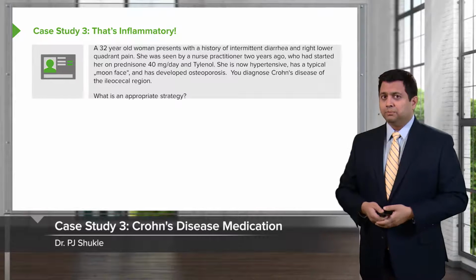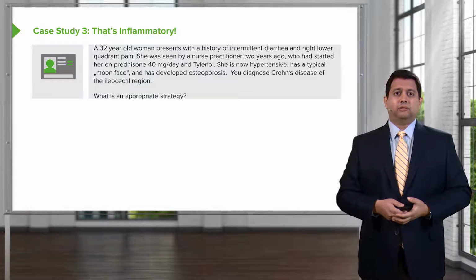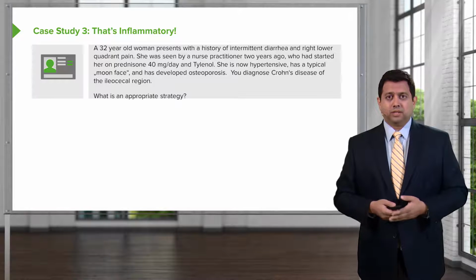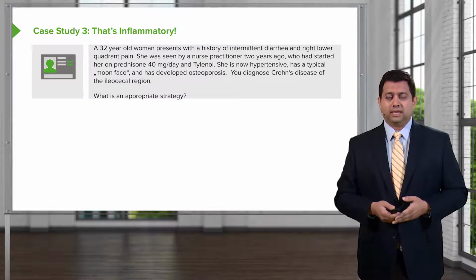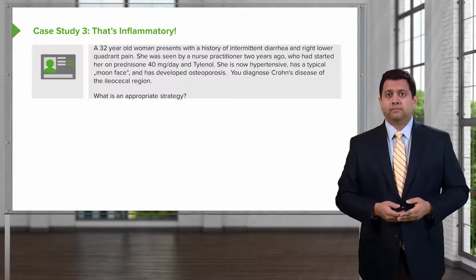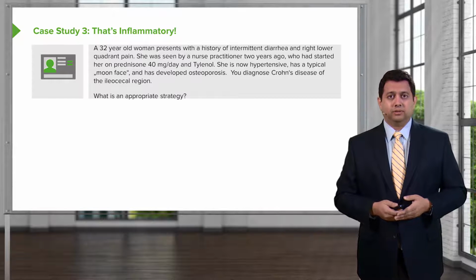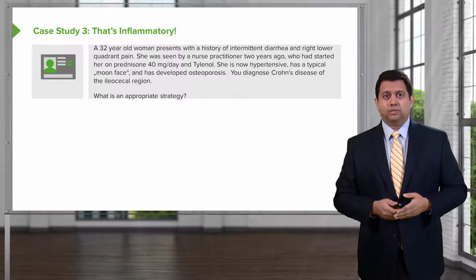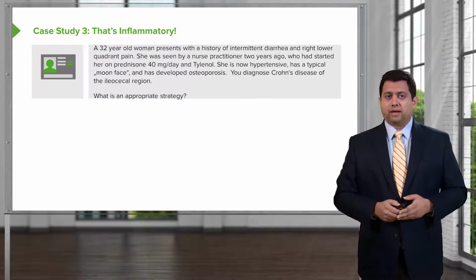A 32-year-old woman presents with a history of intermittent diarrhea and right lower quadrant pain. She was seen by a nurse practitioner 2 years ago who had started her on prednisone 40 milligrams a day and Tylenol. She's now hypertensive. She has a typical moon face and has developed some osteoporosis. You diagnose Crohn's disease of the ileocecal region. What would be an appropriate strategy?